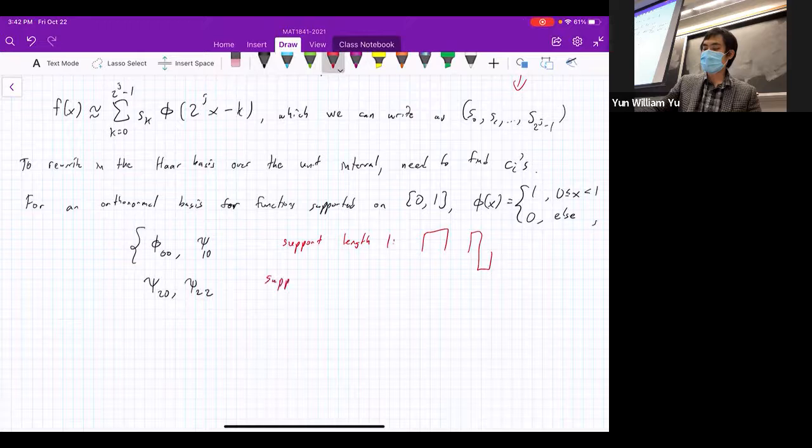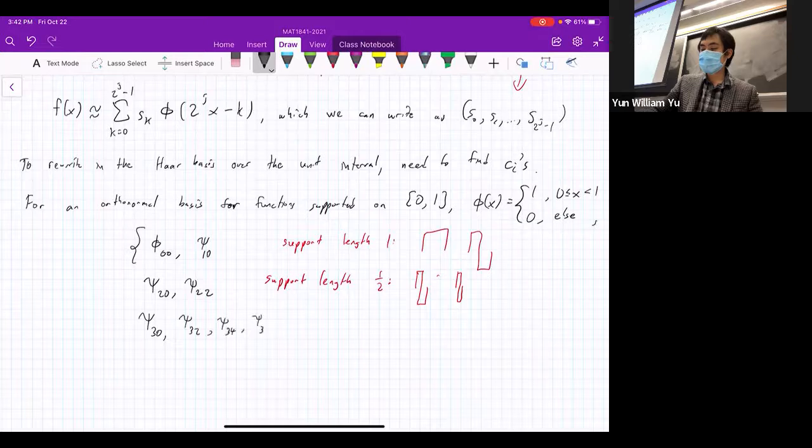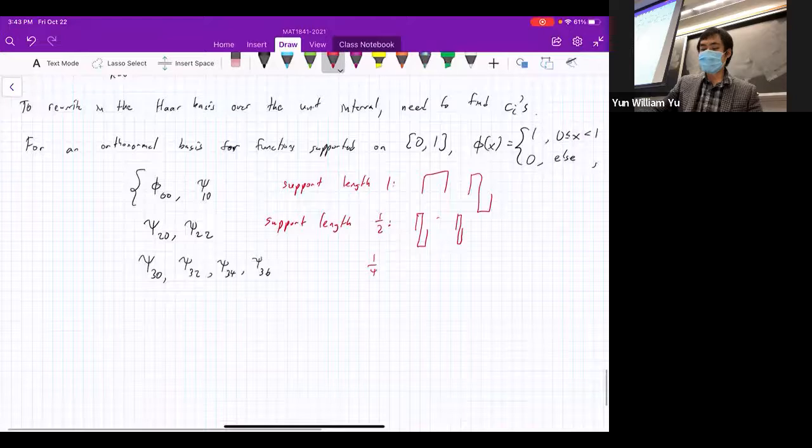And these have support length 1/2 for each of them. And those look like that, just thinner versions. And so on, you can keep on going. Like psi 3,0, 3,2, psi 3,4, and psi 3,6 are going to have support length 1/4, and so on. Each time at each level, you're going to be doubling the number of basis vectors that you need.